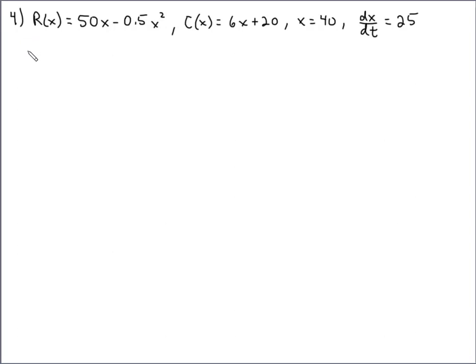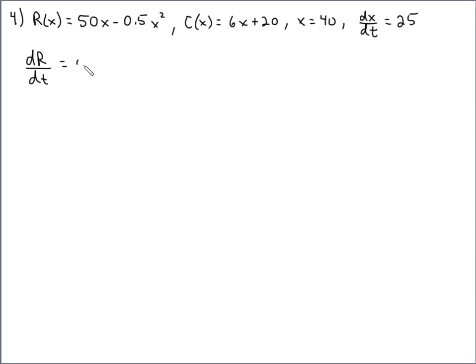Here we're looking at problem 4 on the 6.5 worksheet. We're asked to find the rate of change of revenue and cost and profit, all with respect to time. So we have to remember that these are all assumed to be functions of time, so we'll have to be using the chain rule, implicit differentiation for this. So the first one we'll do is dR/dt, the derivative of the revenue with respect to time.